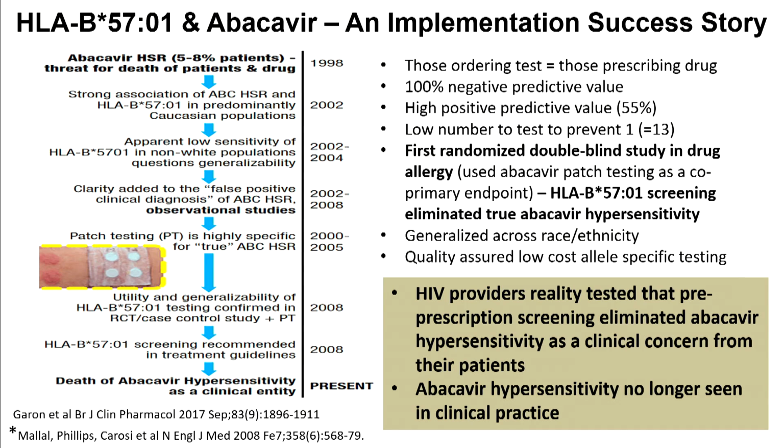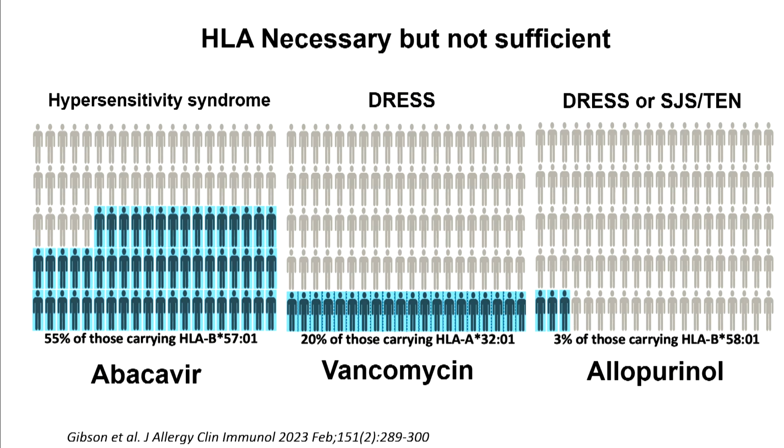And so this is an example, again, with abacavir, why this was an implementation success story, largely because of the low number needed to test to prevent one case. This could actually be done in a randomized control study that enrolled almost 2,000 patients in 6 months, and also because HIV providers at the time had very huge practices. When they started to implement this, they could reality test that this was working. All of a sudden, they weren't getting calls about patients having fever and rash, and so it just extinguished itself from clinical practice. On the positive predictive side, we know that HLA is necessary but not sufficient.